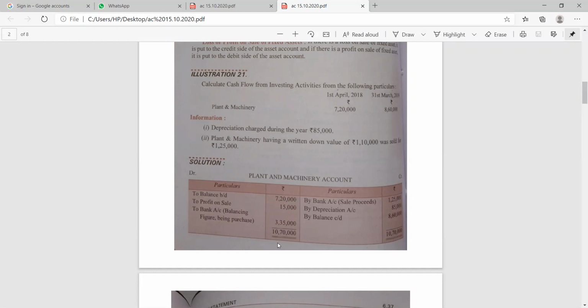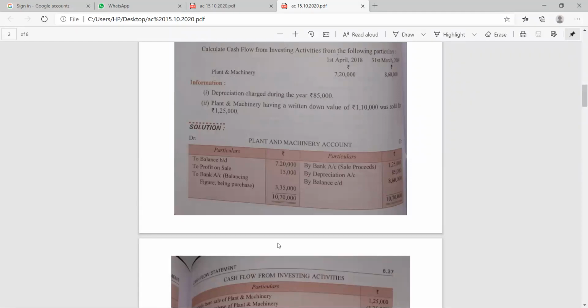Plant and machinery account. See, it is the account of the asset. So the balance brought down, the opening balance, starts on the debit side. The closing balance is to be shown on the credit side by balance carried down. First of all, you have to show the opening and closing balance which are given in the statement. Then by bank account, whatever the sale proceeds, because whenever any asset is sold out, the entry will become bank account debit to plant and machinery account. And in plant and machinery account, the entry is to be posted by bank account.